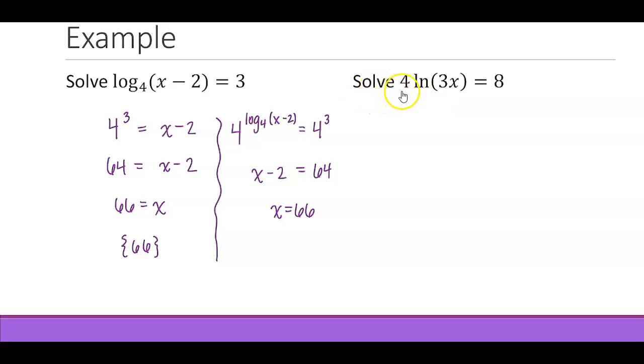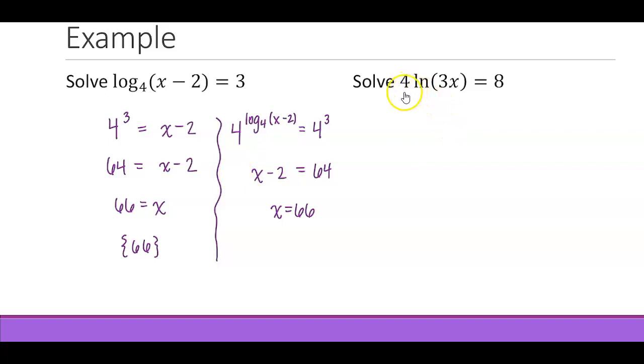Now let's go ahead and solve 4 times the natural log of 3x equals 8. So here, the first thing we want to do is go ahead and get rid of this 4 that's in the front of the natural log, because I do want the log by itself in order to use either of the strategies that I used in the previous example.